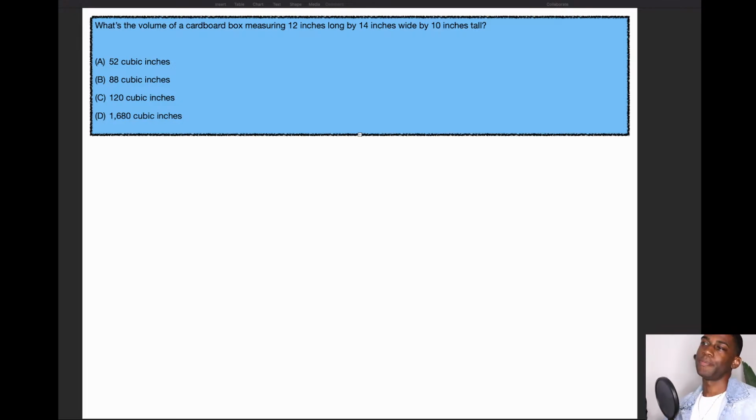If you're solving this question, or if you're stumped already for whatever reason, just understand that we're talking about volume. Volume is length times width times height. That's a little head start for you.